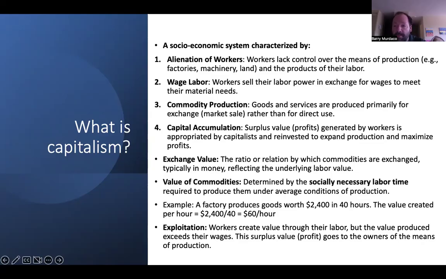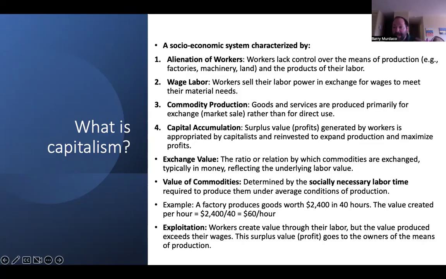Then production in a capitalist system is geared towards the idea of commodity production as well. So goods and services are produced primarily for exchange, market sale, rather than for direct use. So people are producing things, but they are producing things to be sold in the market, in order to make a profit rather than for their own direct use.